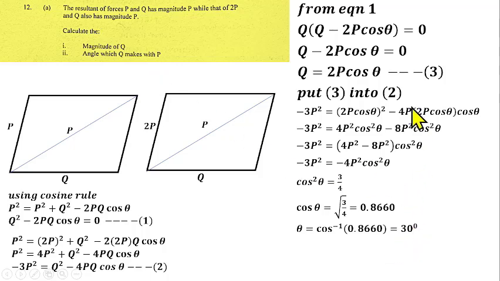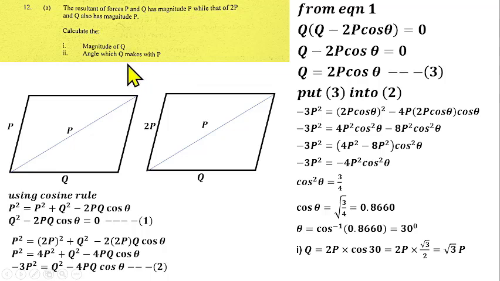The magnitude of Q, from equation 3, is Q equals 2P cos theta. So our Q will be 2 times P times cos 30 degrees, which is root 3 over 2. The 2 takes care of the 2, so Q will be equal to root 3 P. So the magnitude of Q will be root 3 P.